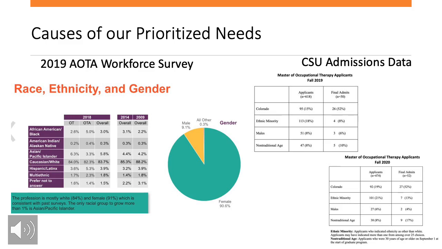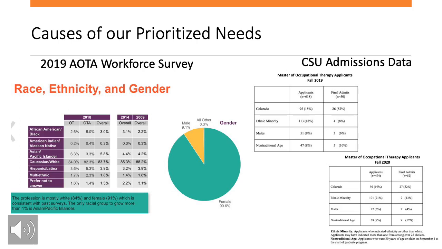While the percentage of OTs who identify as white has decreased in the last 5 years, you can see that the percentage of African American / Black and American Indian / Alaskan Native practitioners also decreased. There was a modest increase in Hispanic / Latinx OTs in the last 5 years. The OT profession is predominantly white and female.